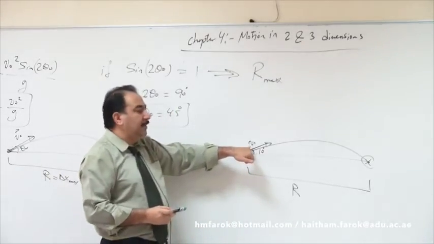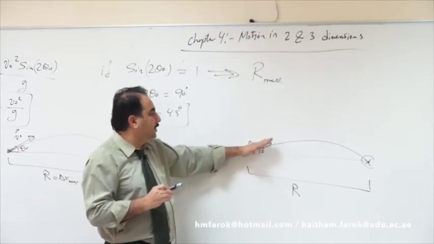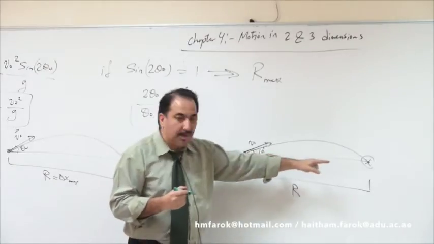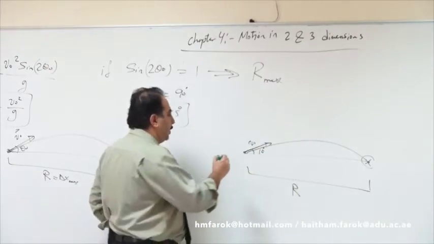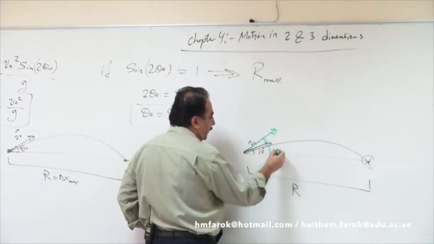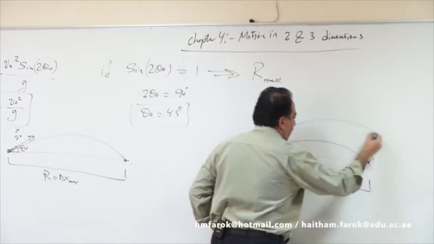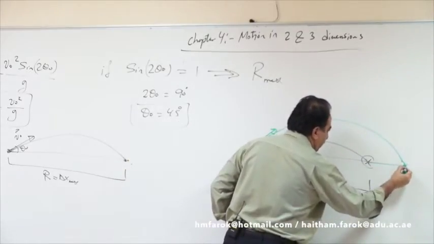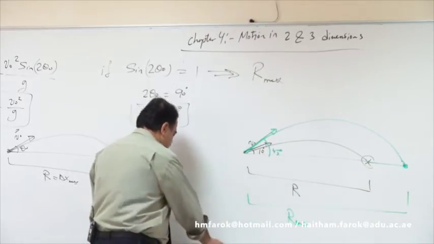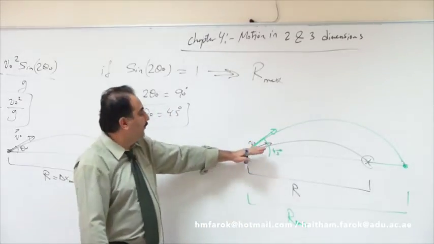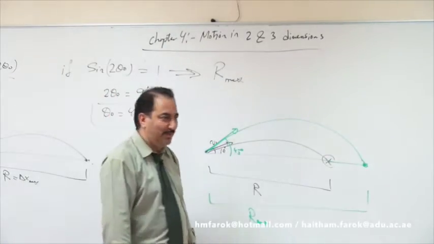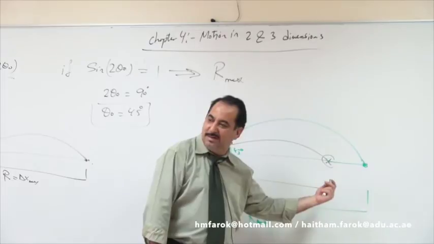Now, if you keep the speed the same, V naught, but you increase the angle to 45, what happens? The R changes. So will you hit the target or beyond the target? So if this is 45, it goes and hits beyond. This is R max. Now, what happens if I fire above 45? It will come back or not?